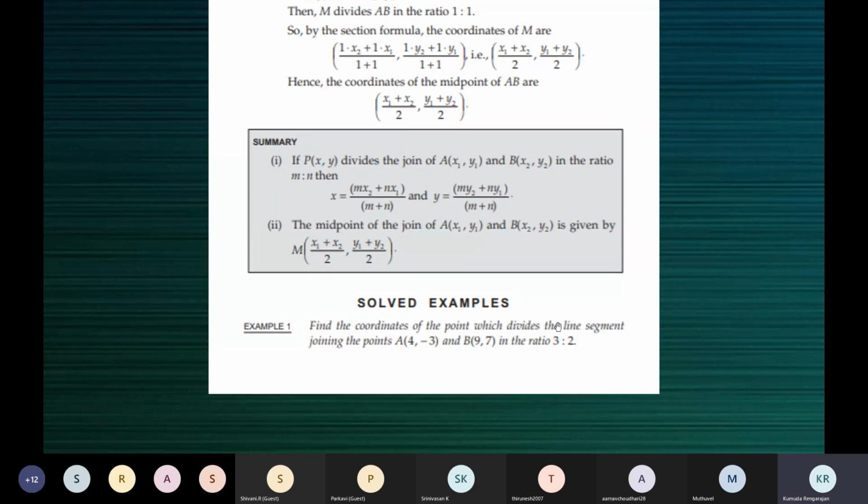Now this point P divides the line segment AB in the ratio 3:2. All of you draw a line segment, children. At one end write A (4, -3). The other end you write B (9, 7). Do that.